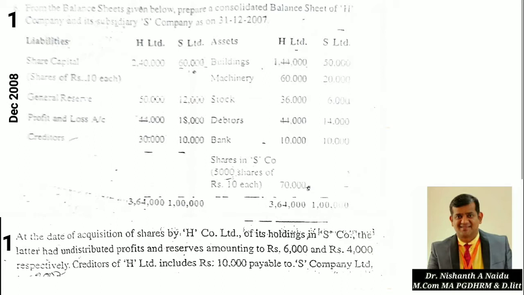After that, we have to look into the adjustment part. The adjustment says: at the date of acquisition of shares by H Company Limited in S Company, the latter had undistributed profits and reserves amounting to rupees 6,000 and rupees 4,000 respectively. Creditors of H Limited include rupees 10,000 payable to S Company Limited. So this is the problem.